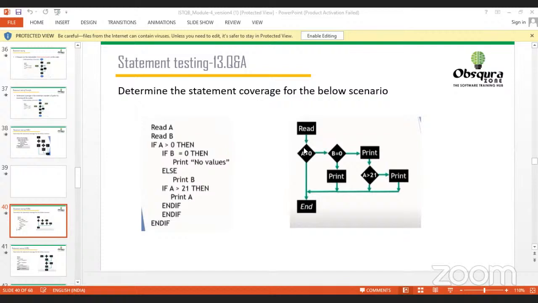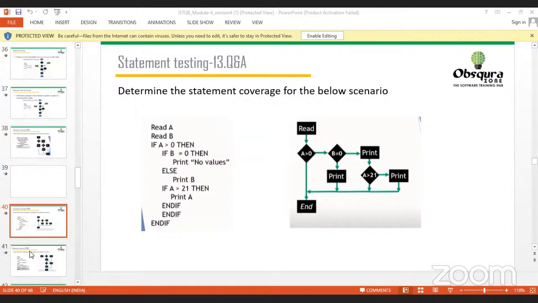So how is it covered? By this path, you can cover all these nodes except this print. So the next path will be this one. This entire thing we can cover. So 2 paths are required. Consider the word minimum number of paths, and you have to cover all the nodes also. So that is the statement testing.